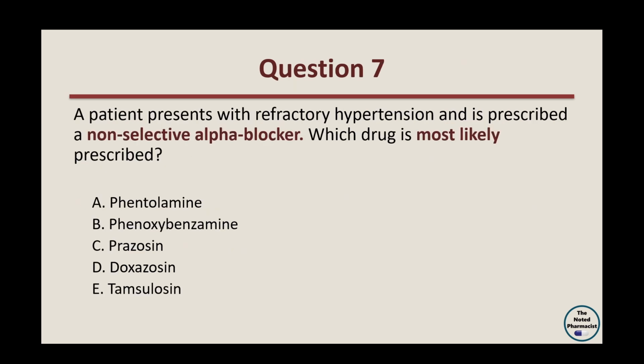Question 7. A patient presents with refractory hypertension and is prescribed a non-selective alpha blocker. Which drug is most likely prescribed? Option A, phentolamine. Option B, phenoxybenzamine. Option C, prazosin. Option D, doxazosin. Option E, tamsulosin.